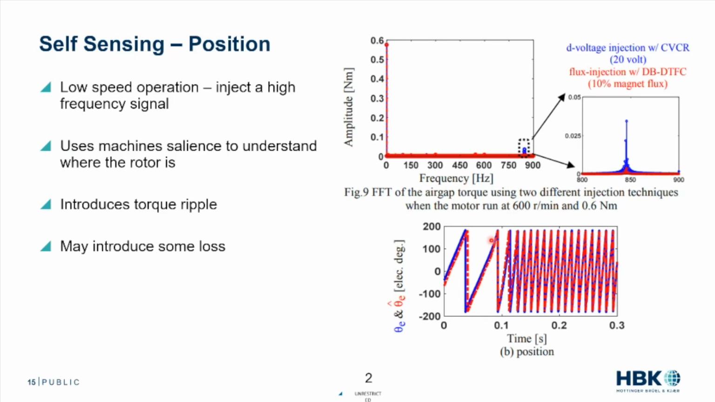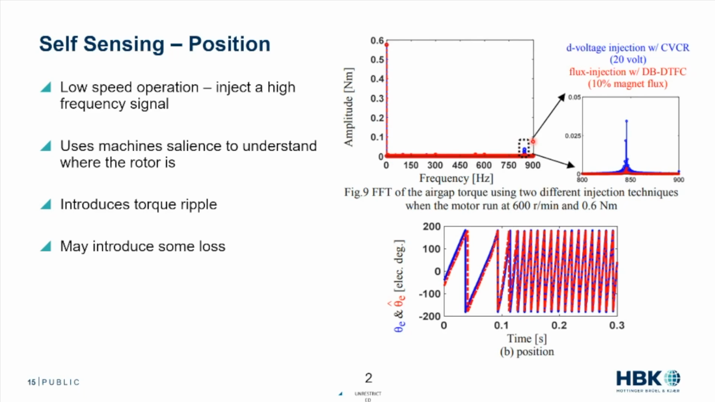You can also use clever things with harmonics for predicting where the rotor is. So you can do self-sensing with harmonics. You can inject a high frequency signal. And again, in my graph on the right, we have the amplitude of current and the frequency. Or I guess this is d-axis voltage. So we have the amplitude of the d-axis voltage and then the frequency.